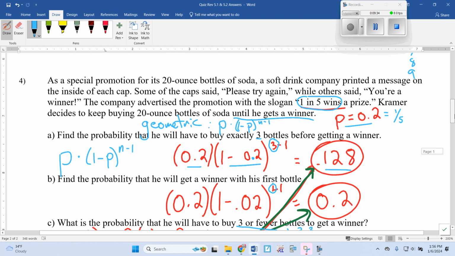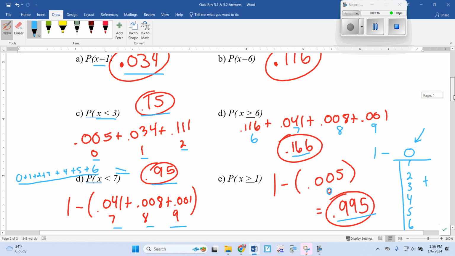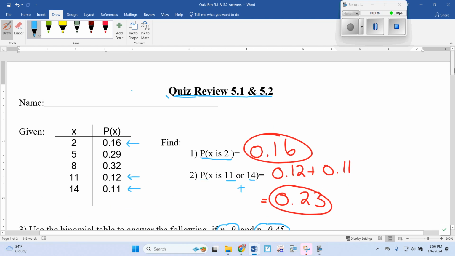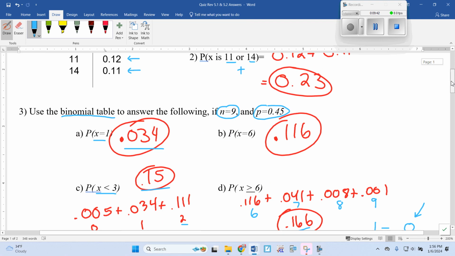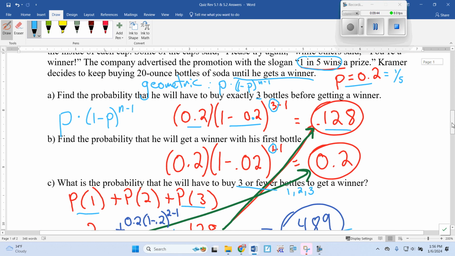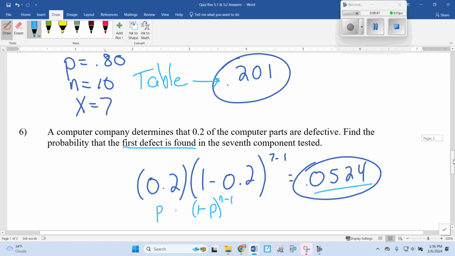All right, that is the review for the quiz tomorrow. Remember, you are allowed to use your notes, so you can use these notes, and obviously you're allowed to use your pink sheet because we have to use the table on the quiz. All right, you now should be ready to take your quiz tomorrow.